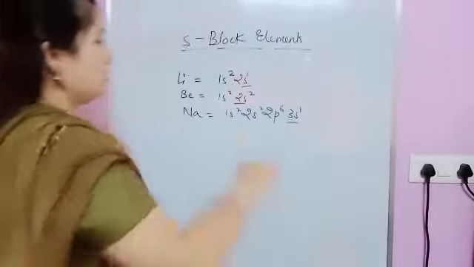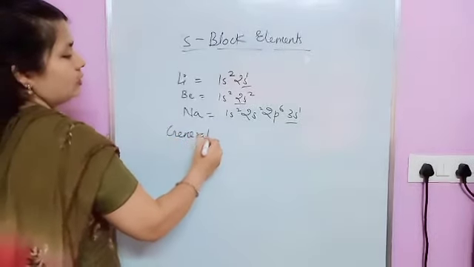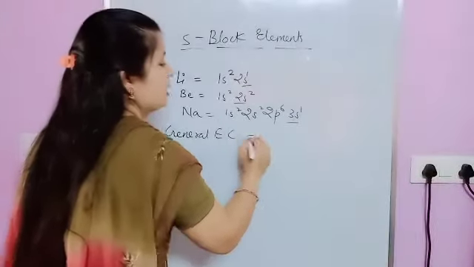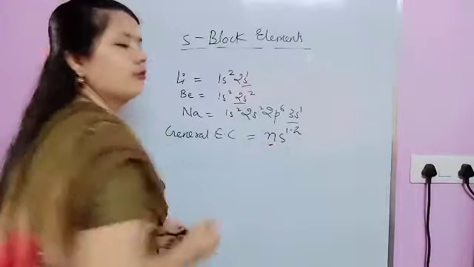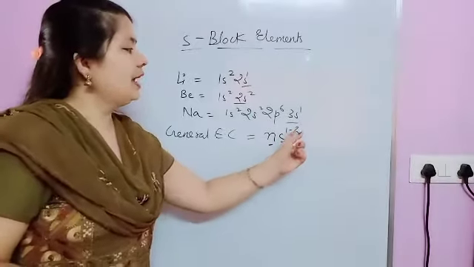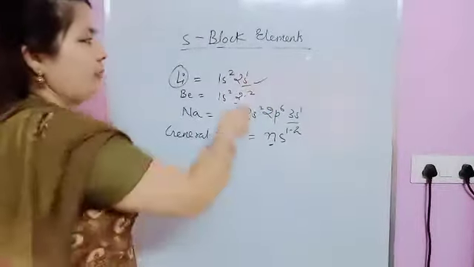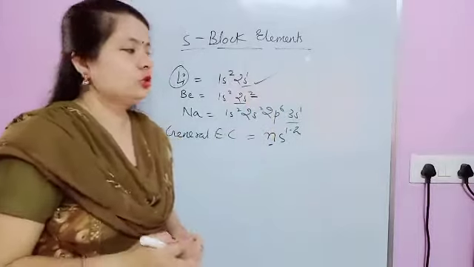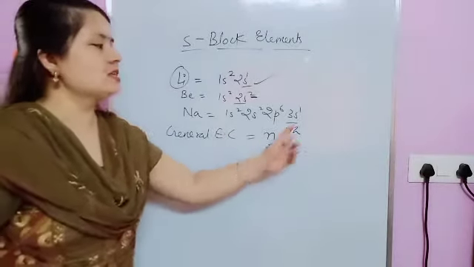Now, what about their general formula? The general electronic configuration for S block elements is ns1-2. Here n is the number of the shell, first, second, third, fourth, and s is there because the last electron enters the S subshell. It is 1 or 2 because if the element belongs to the first group, the outermost shell has 1 electron, and if it is the second group, the outermost shell has 2 electrons. So their general electronic configuration is ns1-2.